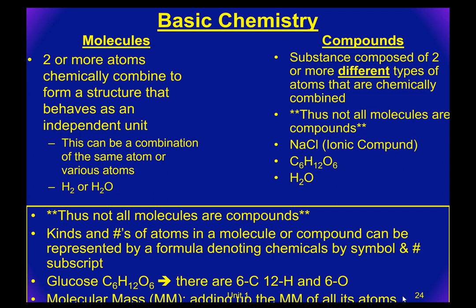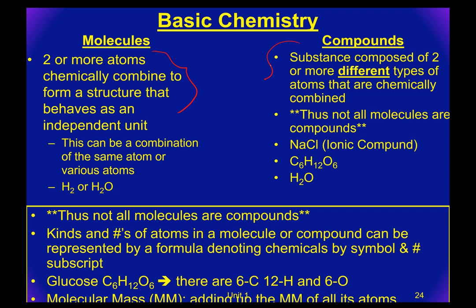All right, so chapter 2, part 4. Let's talk about the term molecules versus the term compounds. Molecules are two or more atoms that are chemically combined to form a structure that behaves as an independent unit. It can be a combination of the same atom, like oxygen. Oxygen in the air is O2, or it can be something that has different atoms in it, like water, H2O.